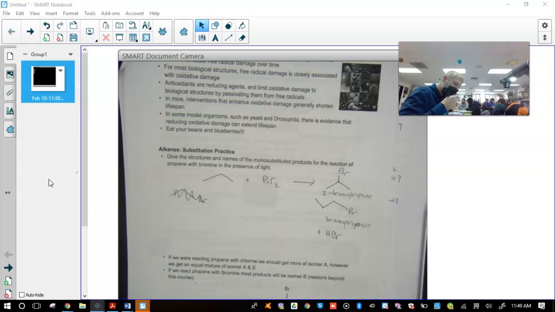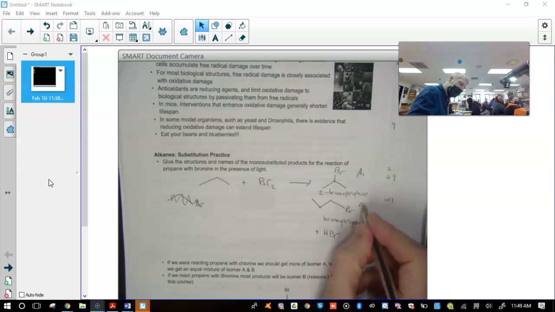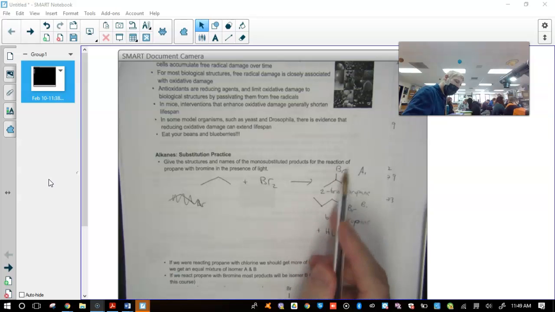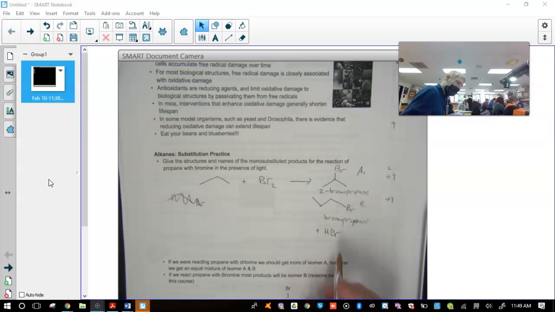All right, if we were reacting propane with chlorine, we should get more of isomer A. However, we get an equal mixture of isomer A and B. We're reacting propane with chlorine. Okay, so we'll call this one isomer A, and this one isomer B. So if you had chlorine, you'd expect more of the secondary haloalkane, but you get an equal mixture of A and B.